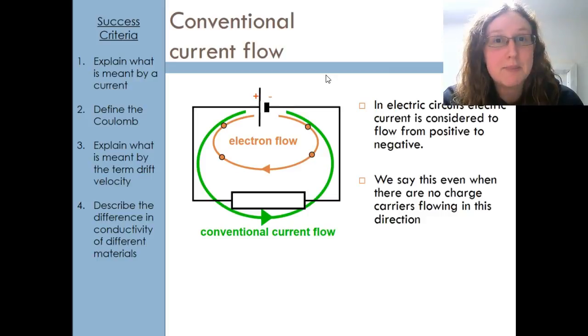If you're ever asked what is meant by conventional current, you say it's the flow of charge from positive to negative, because that is what's happening. There is a flow of charge from positive to negative. It just might not be the way that you're thinking about it being.